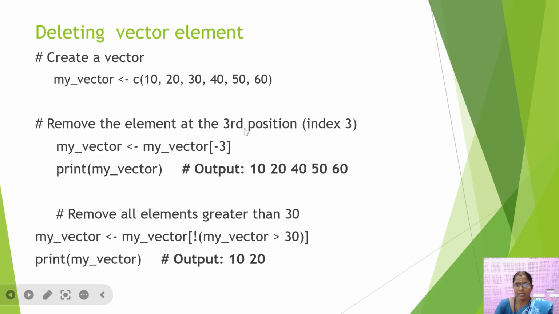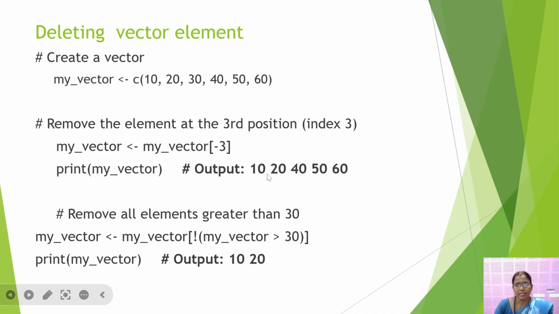To remove the third position element, you have to give the command like my vector of -3. Here -3 represents that the third position element will be removed. After removing that, the vector values are stored in the variable name my vector. Okay. And then you have to display the vector values using the print command.